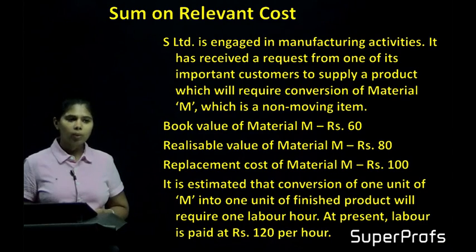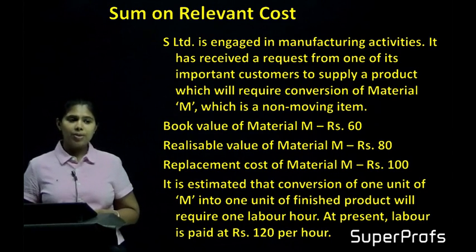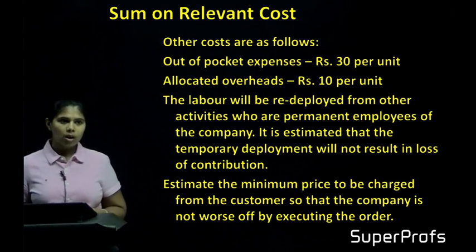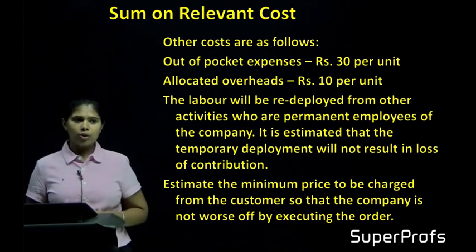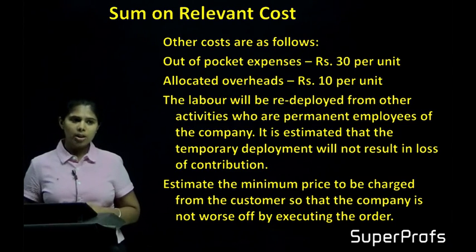It is estimated that the conversion of 1 unit of M into 1 unit of finished product will require 1 labor hour. So at present, labor is paid at rupees 120 per hour. Other costs, out-of-pocket expenses, rupees 30 per unit. Allocated overheads, rupees 10 per unit.